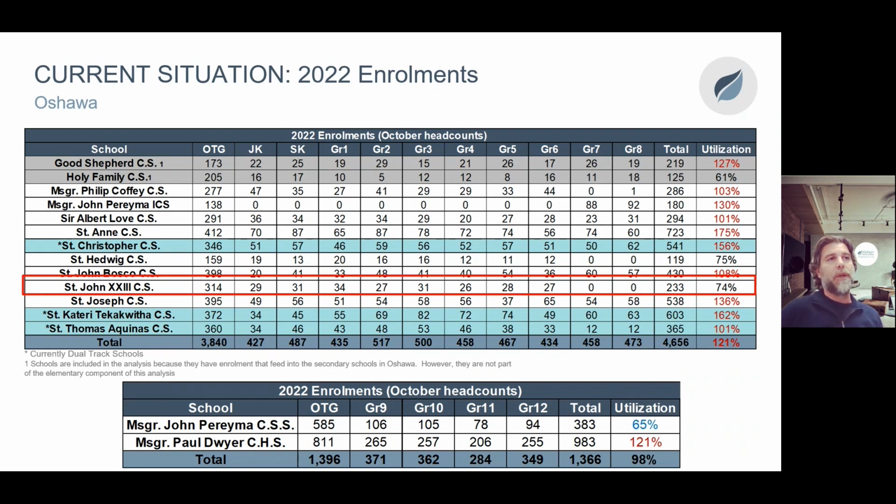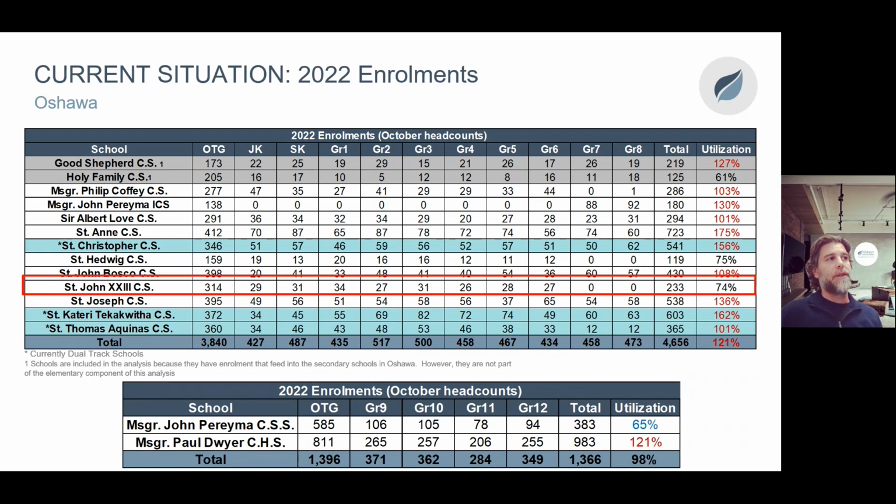One thing we notice when we look at those utilization rates, a lot of schools are operating over capacity, just a couple of schools are operating below capacity, and a couple are operating right around capacity. So there is pretty good diversity in the range of utilization rates at the elementary schools across Oshawa. What's highlighted in that red box is your school and the resultant capacities, enrollments, and utilization rates.